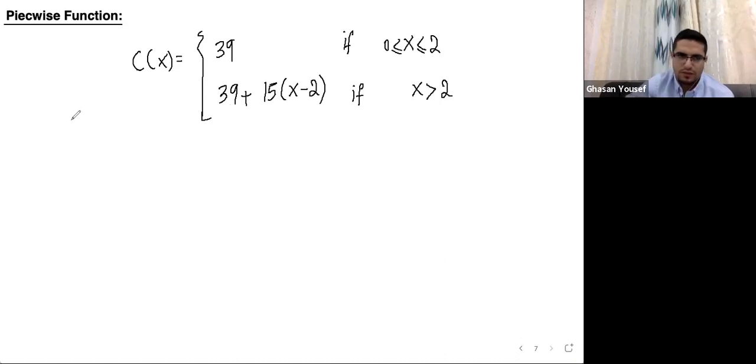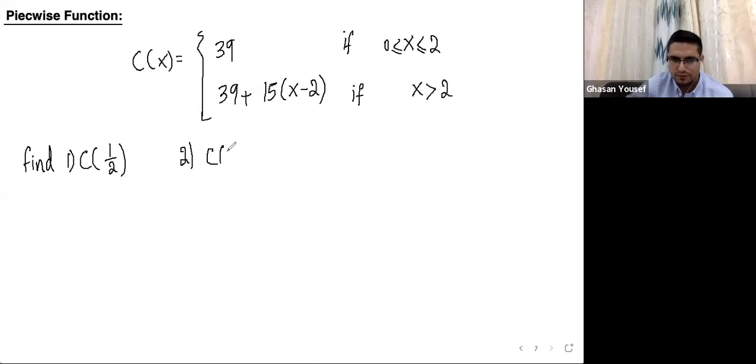So my question is find c of 1/2. This is number 1. Number 2, find c of 2. And number 3, find c of 4. Okay.